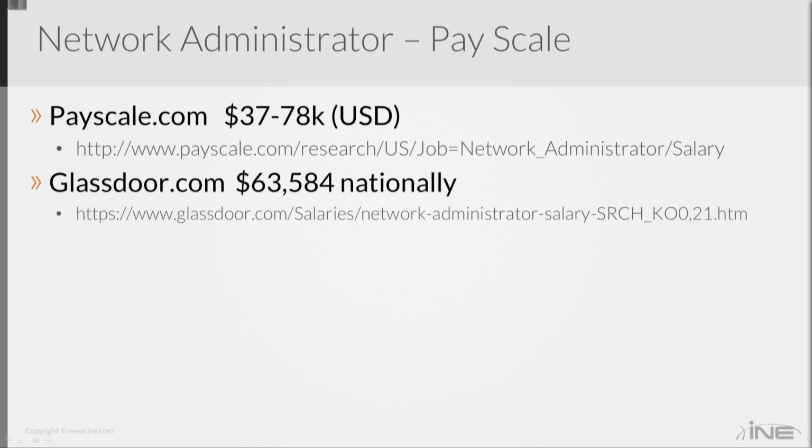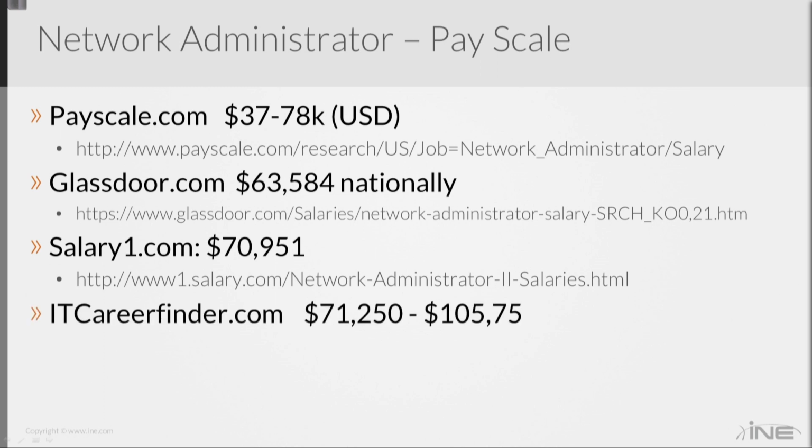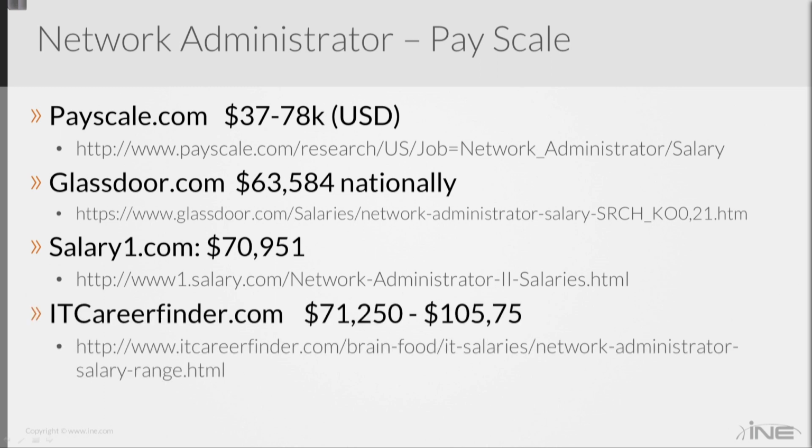Glassdoor.com says it's about $63,584 nationally. Salary1.com raised that to about $70,951. And itcareerfinder.com gives the average range from $71,000 to $105,000. So you can see there's quite a bit of range there, but I would say it's reasonably safe to assume that you can expect a job as a network administrator for around $55,000 on up. So if you're currently making in the 20s and 30s, that's going to be quite a large pay increase for you.